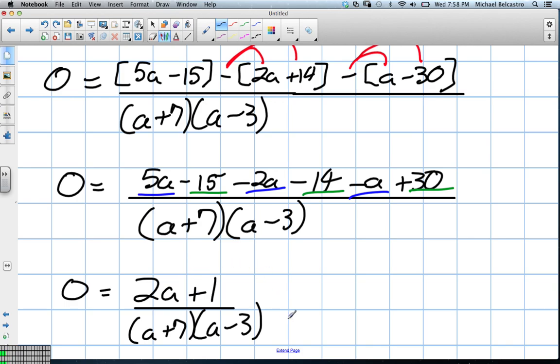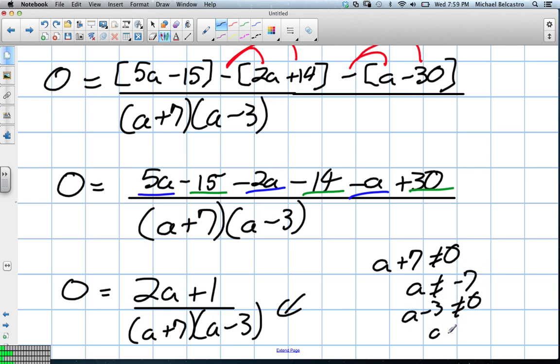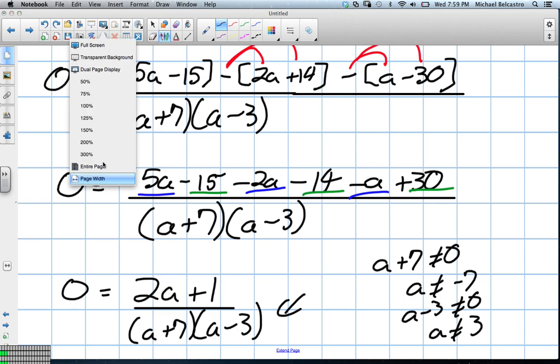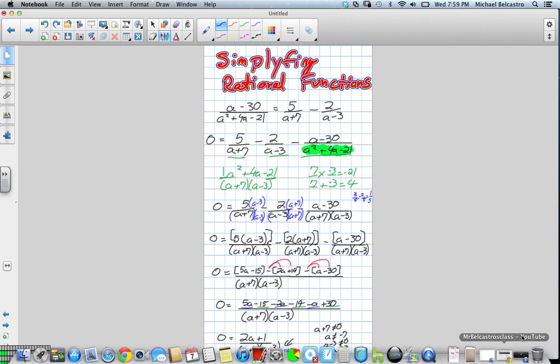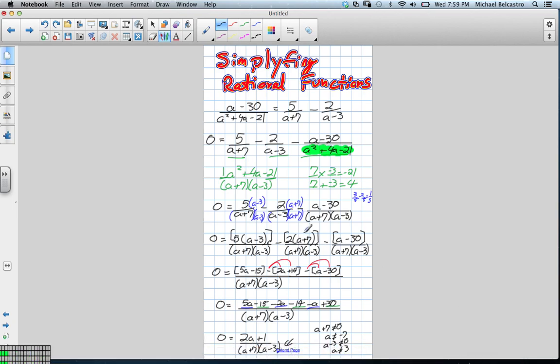All we've got to do is state the restriction. a plus 7 cannot be 0, so a cannot be what? Negative 7. And a minus 3 cannot be 0, so a cannot be 3. That's it. We simplified it, and we've stated our restriction. Again, quite a bit of work to do that. The key is making sure our denominators are the same when we go to add and subtract.